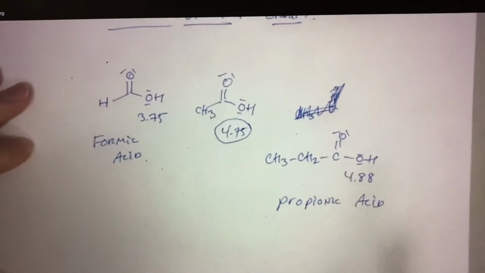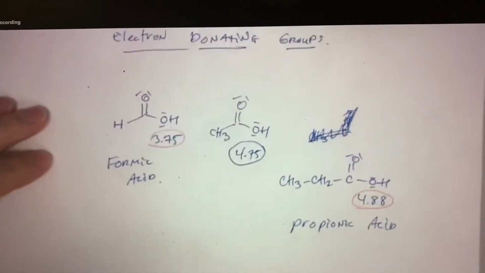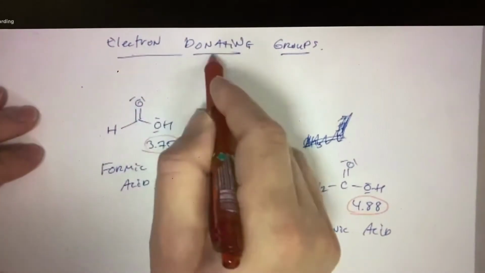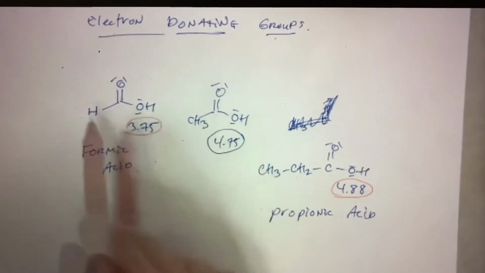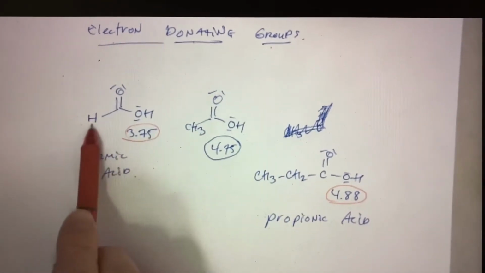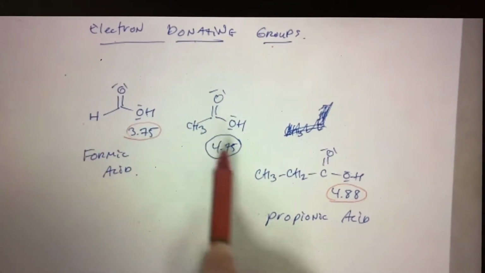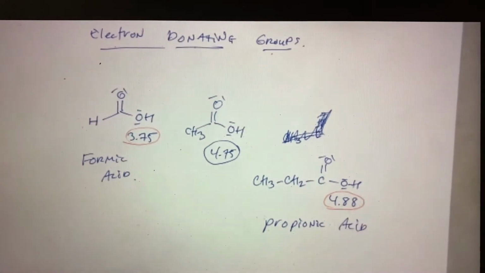So we're going to compare these, and then it will lead us to this discussion or idea of electron donating groups. We know that electron withdrawing groups, if we could somehow put them in here or here or here, these pKa's would drop. But somehow, as we go from hydrogen to methyl to ethyl, the pKa is going up. The acids are becoming weaker.